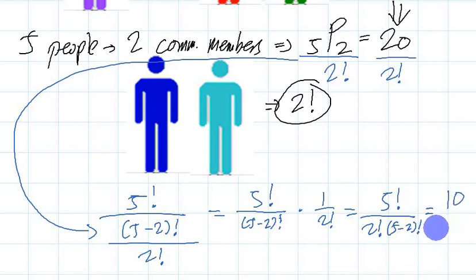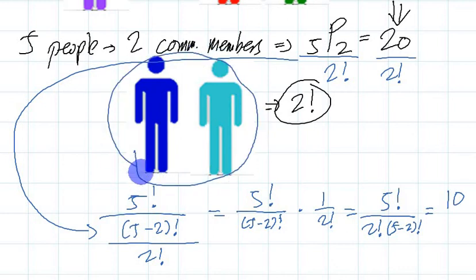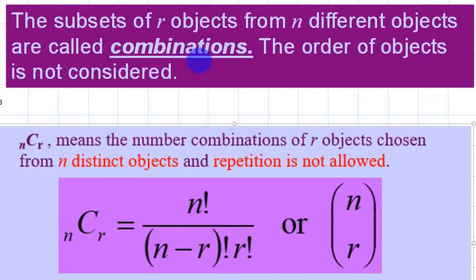So that means if we disregard the number of arrangements of the 2 people, because it did say that it did not matter, there are actually only 10 possible ways to get 2 committee members from 5 people. And if we are arranging objects or people where order doesn't matter, we do not call it permutation anymore. We call it combination. So a subset of r objects from n different objects is called a combination. The order of objects is not considered.